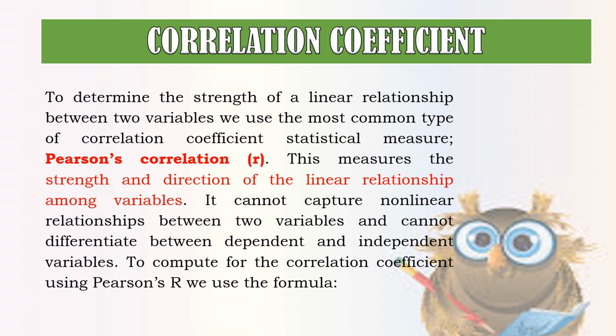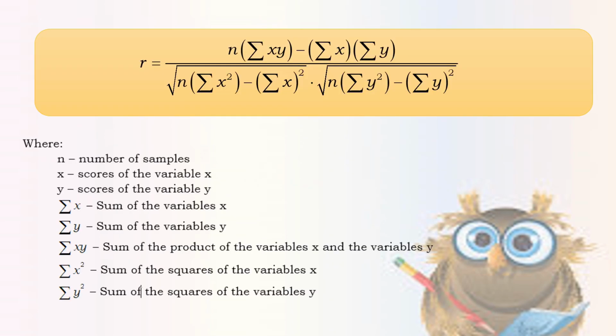It also cannot differentiate between dependent or independent variables. To compute the correlation coefficient using Pearson's r, here is the formula. It is very long, so please take note of this formula. We symbolize the Pearson correlation by small letter r. Here is the meaning of the symbols n, x, and y.